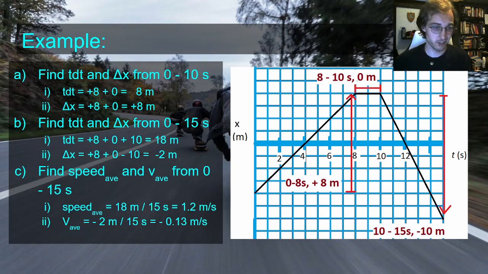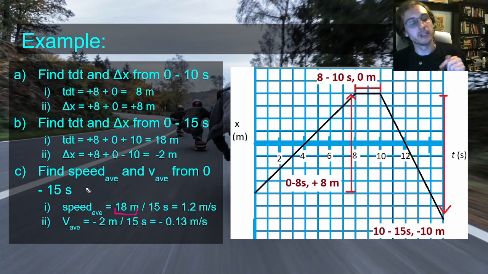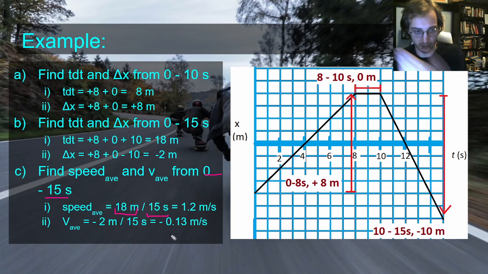This is where we start actually doing the newer stuff, where what we have to do is take that speed that we had previously had of 18, and now we divide that by our time, which, because we're asked from 0 to 15 seconds, is going to be 15 seconds. So 18 over 15 gives us 1.2. We can do the same thing with average velocity, but again, because average velocity uses that displacement, we'll use our displacement, so negative 2 over that 15. And that'll give us negative 0.13.